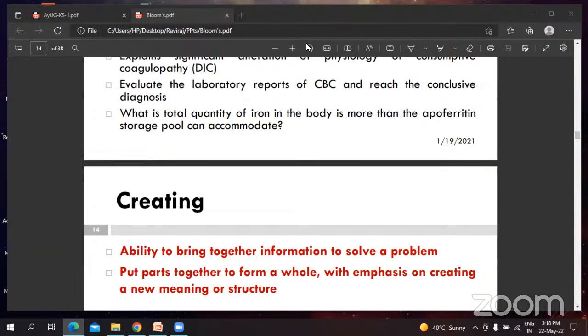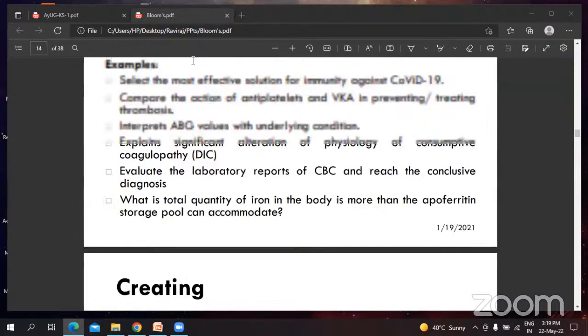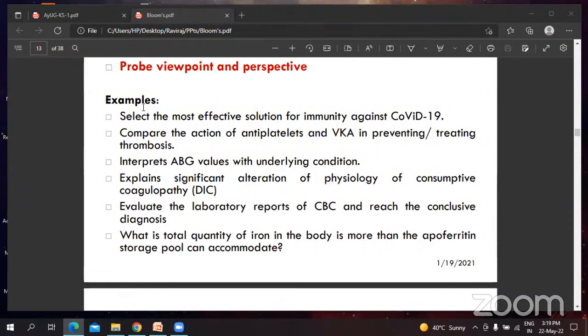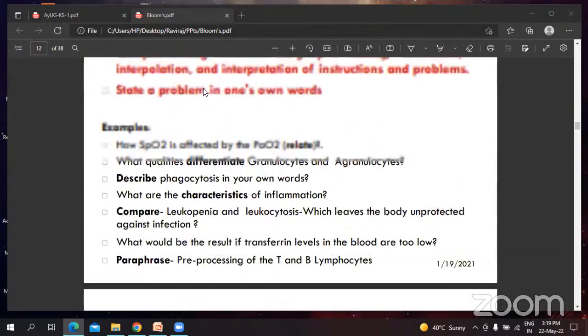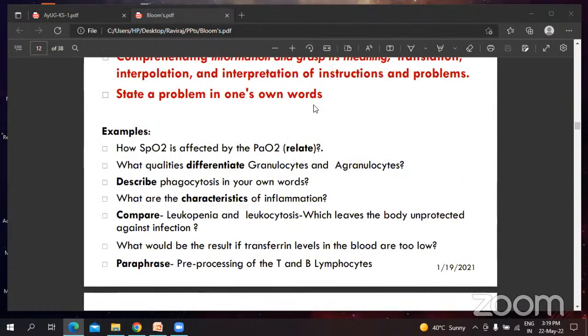No. Analytical thinking, practical application, remembering, understanding, and creating, right? Understanding, creating, and evaluating. So this is a part of higher order thinking.